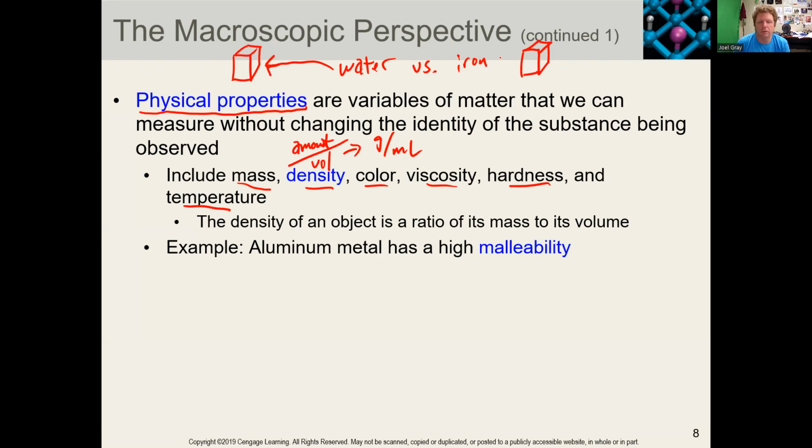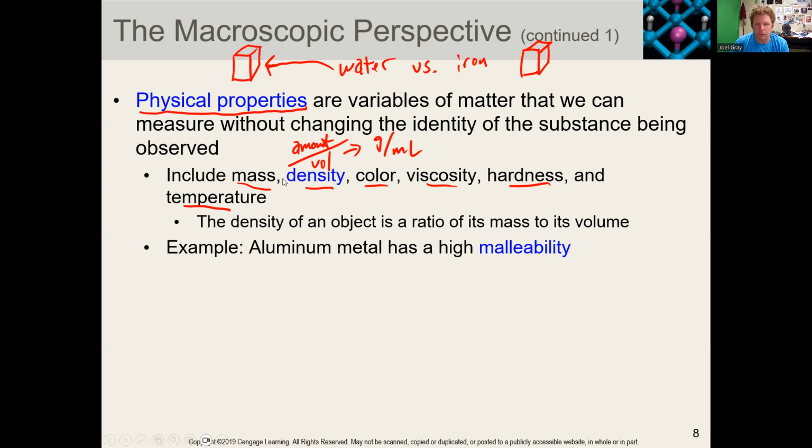So it's more dense. Color is fairly descriptive. What color is that object or what color is that substance? Viscosity is a way of thinking about basically how thick a solution is. If you think about vegetable oil versus water, water will pour from a container very easily, whereas vegetable oil, when you pour it, there's still going to be some that remains on the interior of that glass.